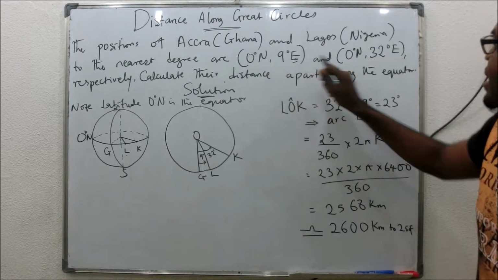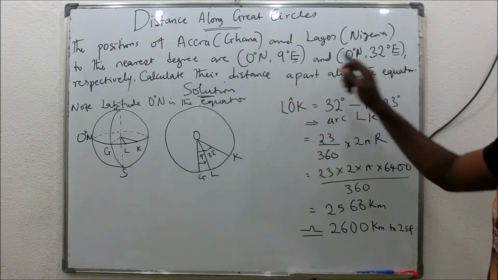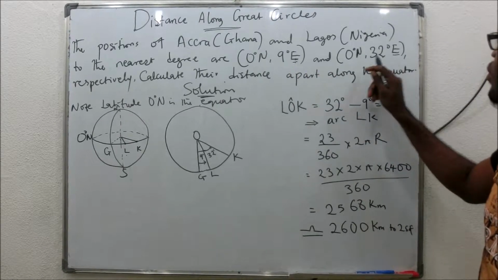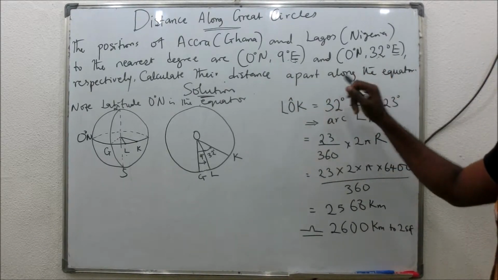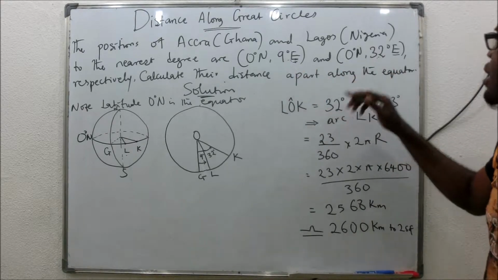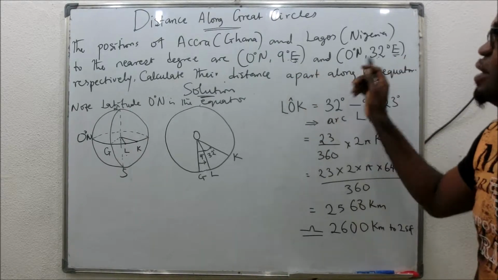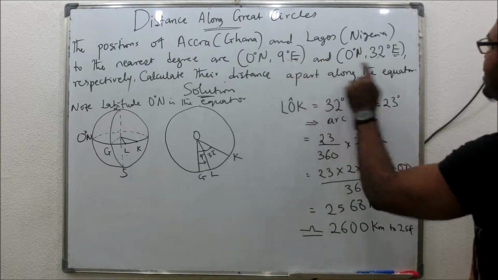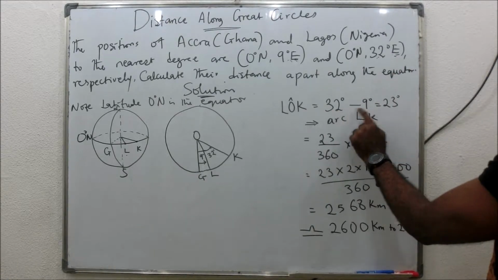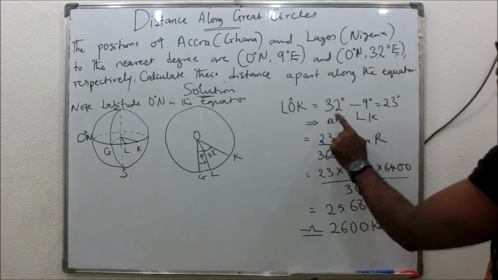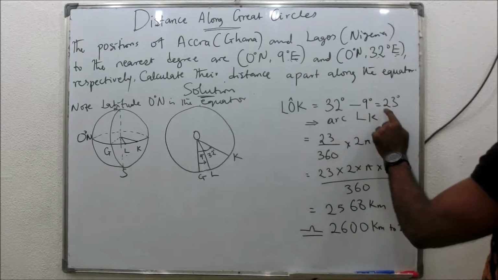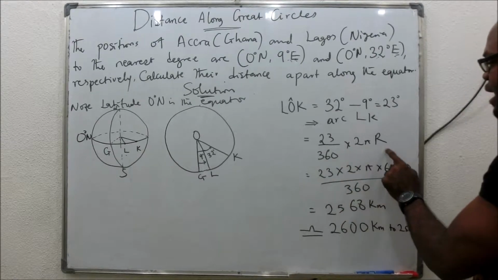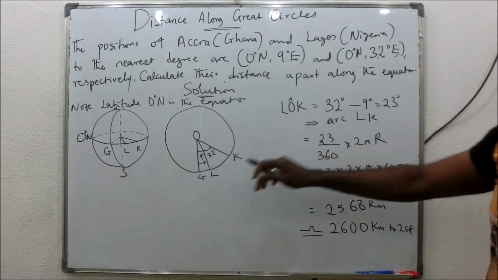If it is east-east, subtract. Or if it is west-west, subtract. But if this one is east and this one is west, add them up. So in this case, you have this one east, this one east. So simply subtract because they are the same thing. You understand? So we have 32 minus 9, 23. Then anything you get, just put that over 360 times 2 pi r. The answer is the distance between the two.